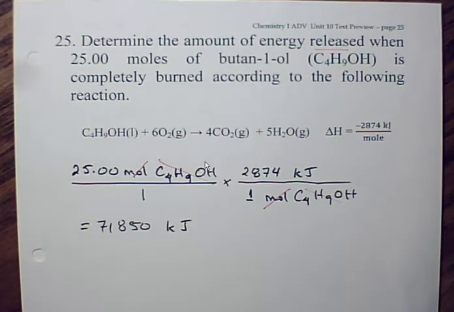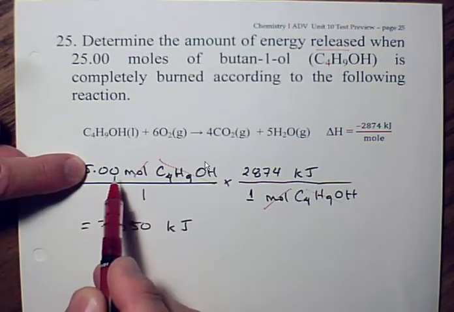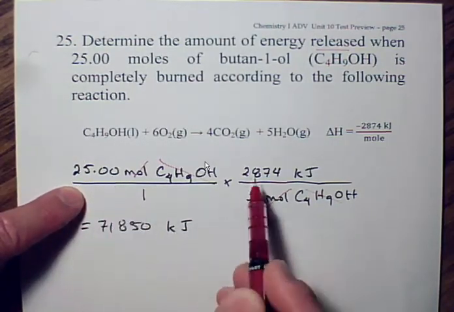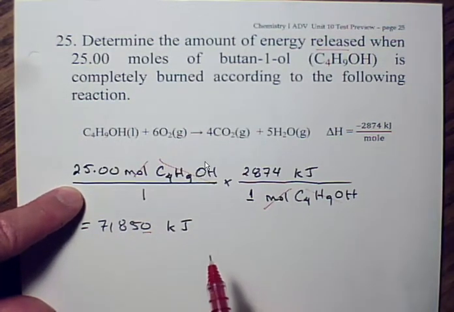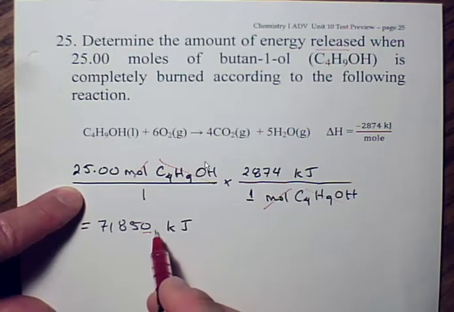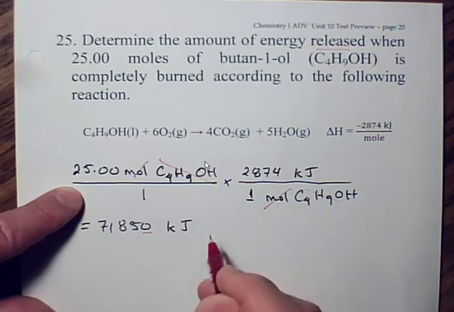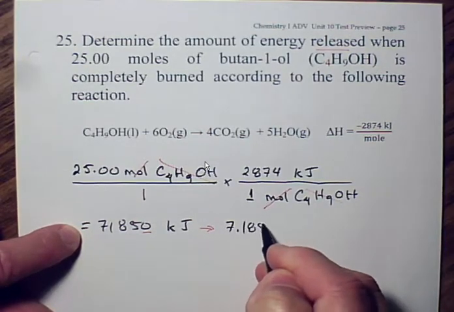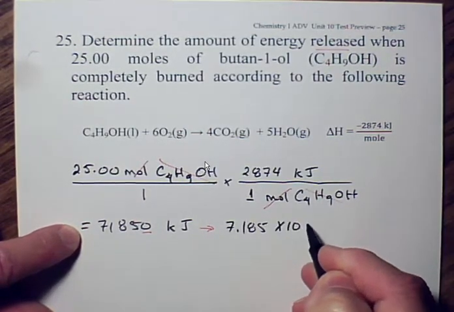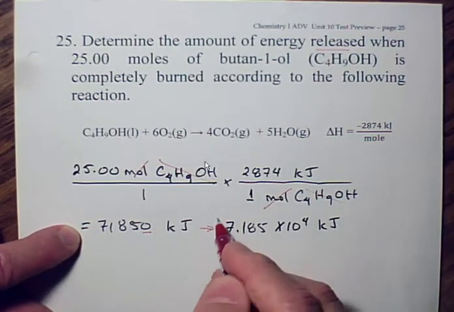How many significant digits do we need to keep? 4. When there's a decimal place, trailing zeros are significant. So this is 1, 2, 3, 4 digits that are significant. We need to have 1, 2, 3, 4. Underline this digit right here. That's the one we want to get rid of. We're going to move our decimal place 1, 2, 3, 4 places to the left. So we get 7.185 times 10 to the 4th power kilojoules. Does that make sense?